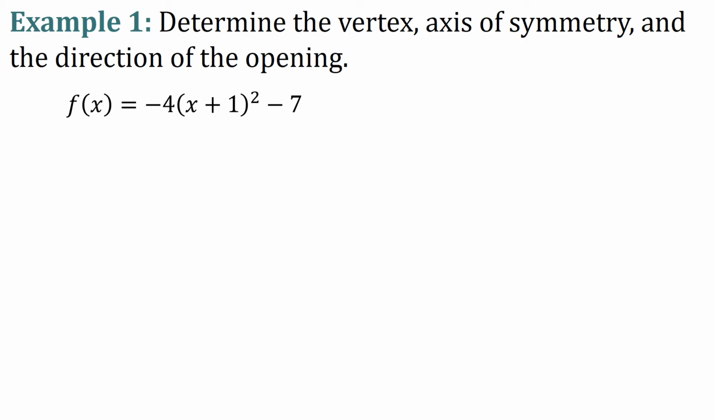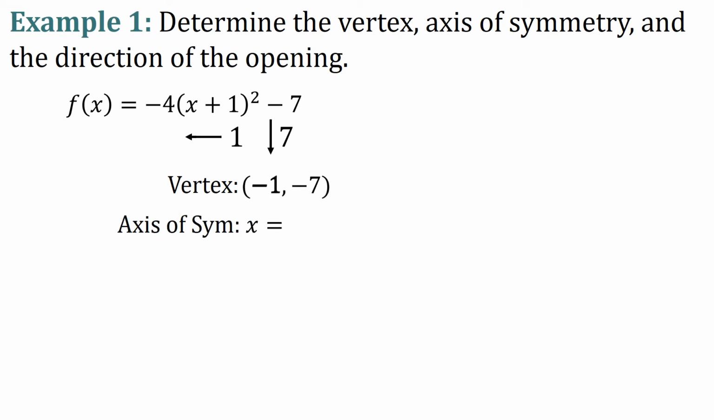Our function is -4(x + 1)^2 - 7. Now, the +1 on the inside means that we move left 1. The -7 on the outside means we move down 7. So our vertex, going left 1 and down 7, is at (-1, -7). Our axis of symmetry is the x portion of our vertex, so that's x = -1. Then we need to look at this -4. It's negative, so that means that we're going to open down.